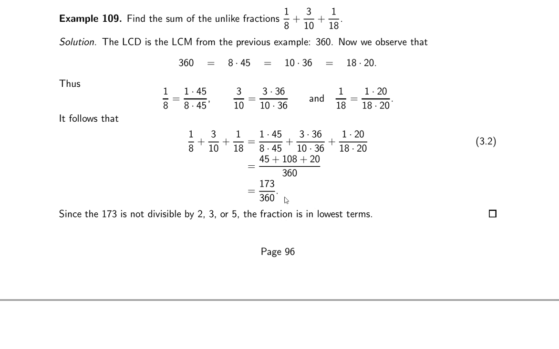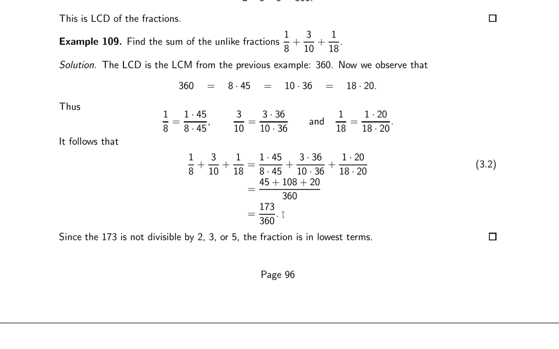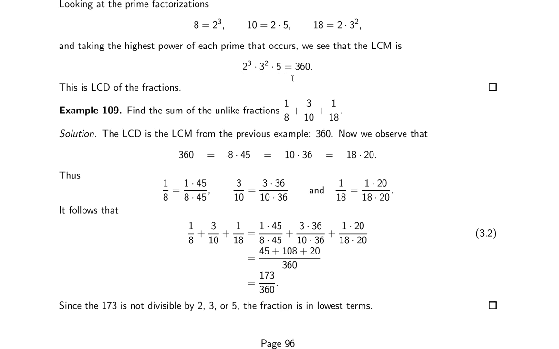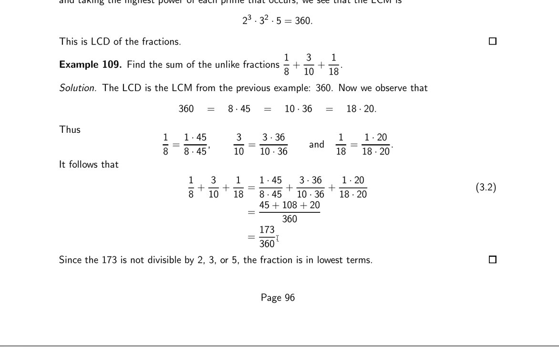And just a final step. We have this answer, but can we simplify it? Well, the only factors of 360 are 2s, 3s, and 5s. And if you divide 173 by 2s, 3s, and 5s, you don't get a 0 remainder. So it's already reduced.